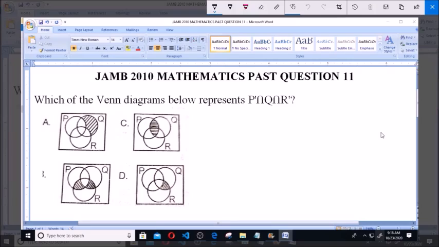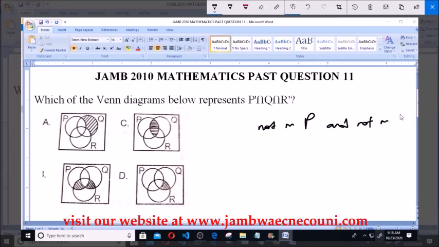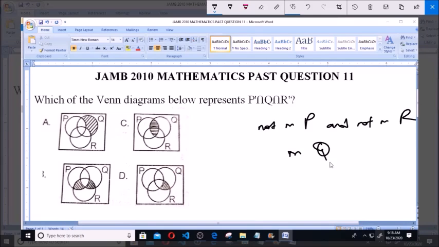I'll be answering JAMB 2010 Mathematics Past Question 11. Which of the Venn diagrams below represents P prime intersects Q intersects R prime? That is, which of these Venn diagrams represents contents which are not in subset P, and also not in subset R. That's what the prime represents. But in subset Q.